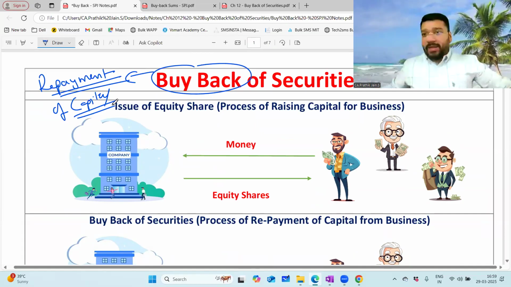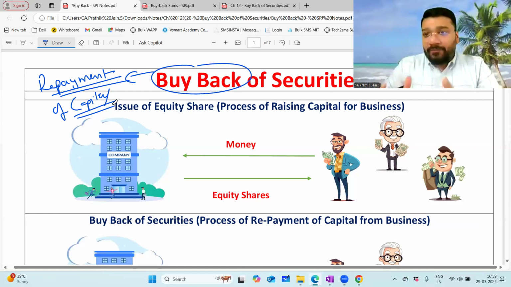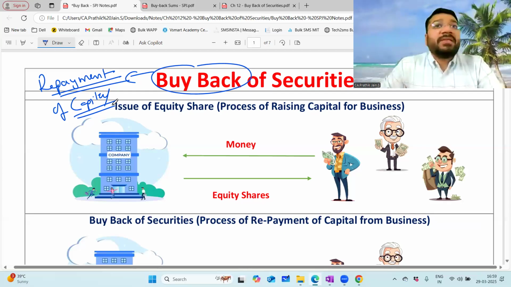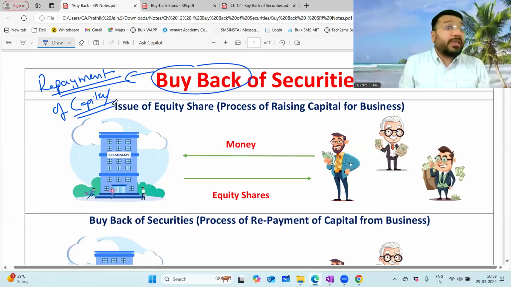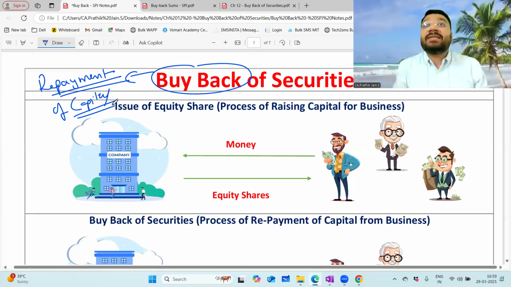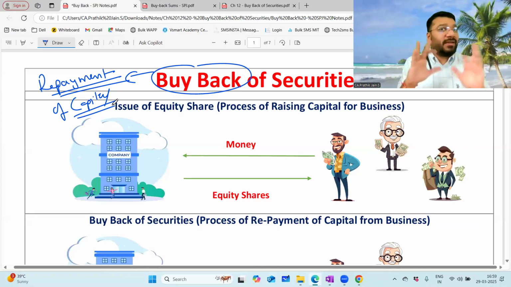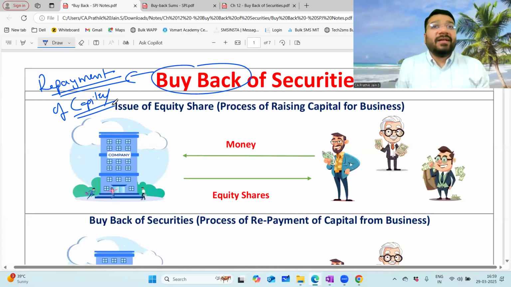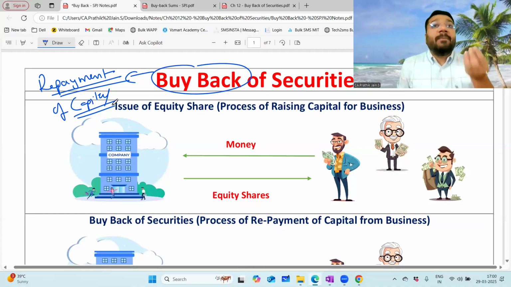Long ago, once upon a time, when you were studying in 12th standard and CA Foundation, we studied that there is a form of business. Business has to be operated in any particular form or body. There are multiple forms in which a business can be operated: sole proprietorship concern, partnership concern, companies. Remember? So when the company was formed, to run, it required funds.